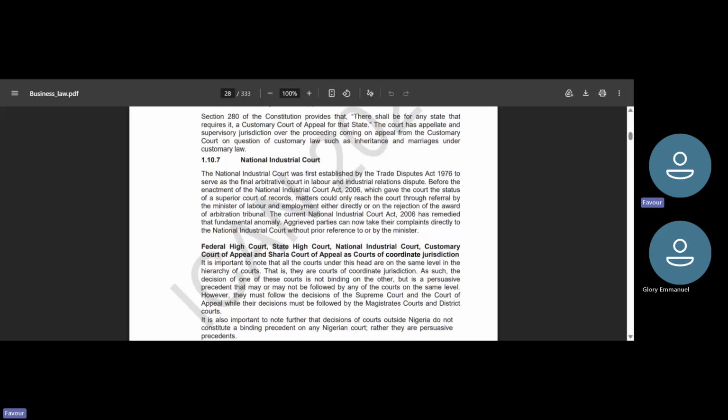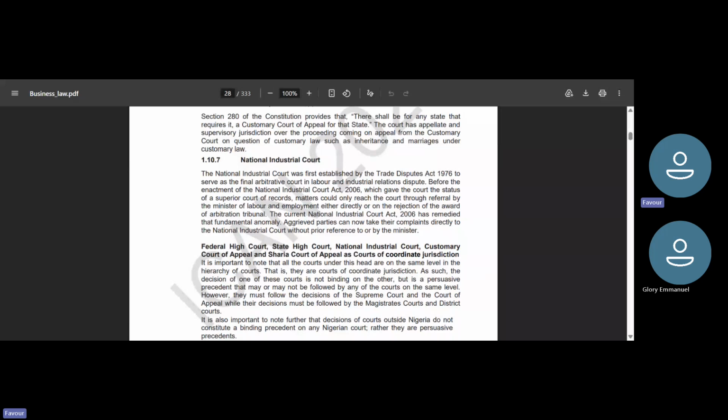So before the enactment of the National Industrial Court Act 2006, matters could only reach the court through referral by the Ministry of Labour and Employment, either directly or indirectly. But now, through the National Industrial Court Act, it has remedied that fundamental anomaly. So now, aggrieved parties can take their complaint directly to the National Industrial Court.